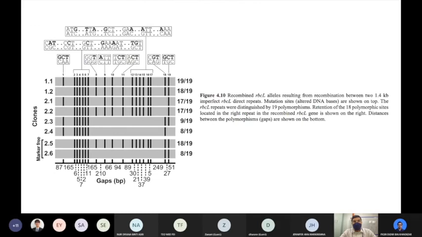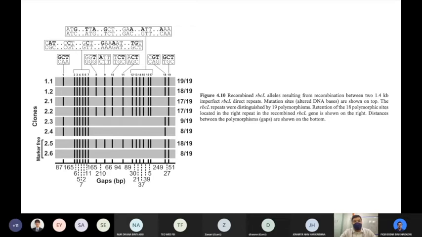So previously, when I did this, I managed to isolate eight new RBCL variants, alleles, with different patterns of polymorphisms. There were 19 polymorphisms, 19 sites here. As you can see, the black lines represent the mutation sites, and they are present all over the novel RBCL alleles.